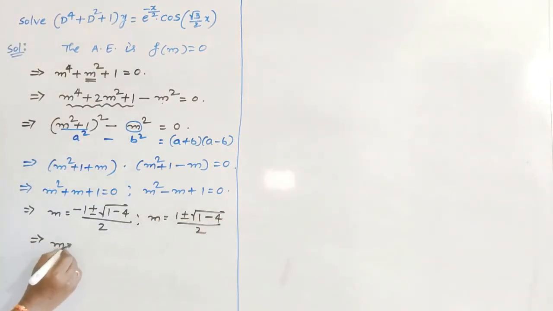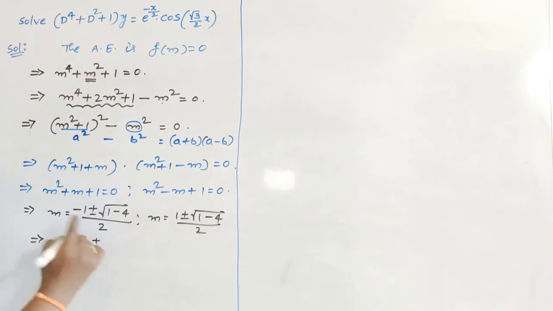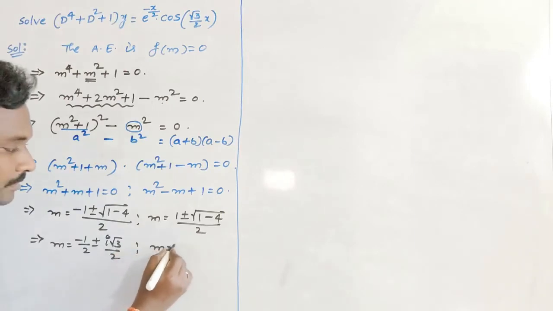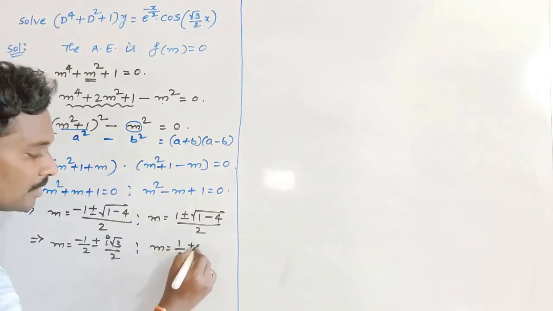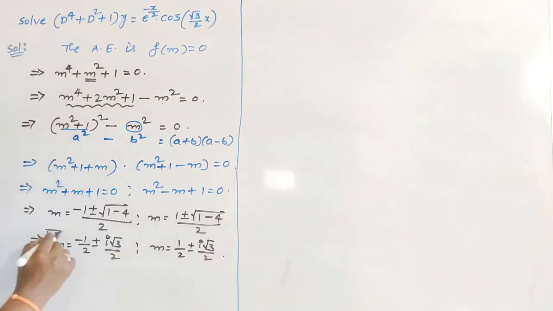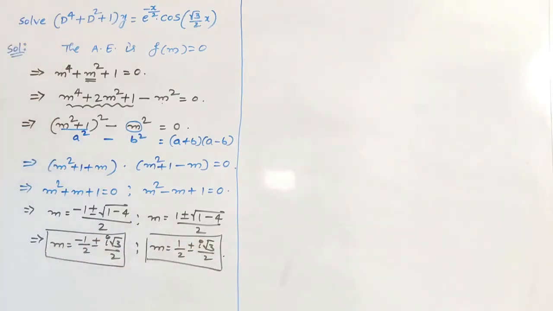So m = -1/2 ± , already you know that √(-3) is nothing but i√3. So by separating the terms you will get i√3/2. Here 1/2 ± i√3/2. These are the two different complex conjugate pairs. These are the required roots of the auxiliary equation.